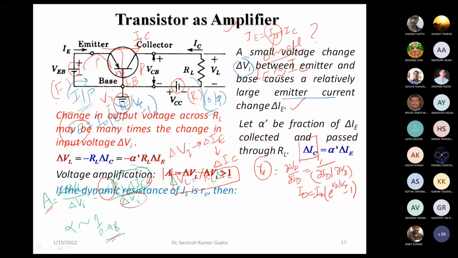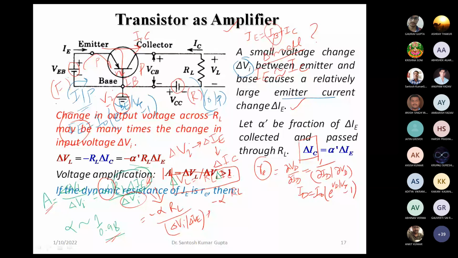So actually rewriting this equation, alpha RL, we can write delta Vi upon delta IE. So this equation can be rewritten here. This value delta Vi upon delta IE is equivalent to Re of the forward bias emitter junction. So we can write this as alpha RL upon Re.